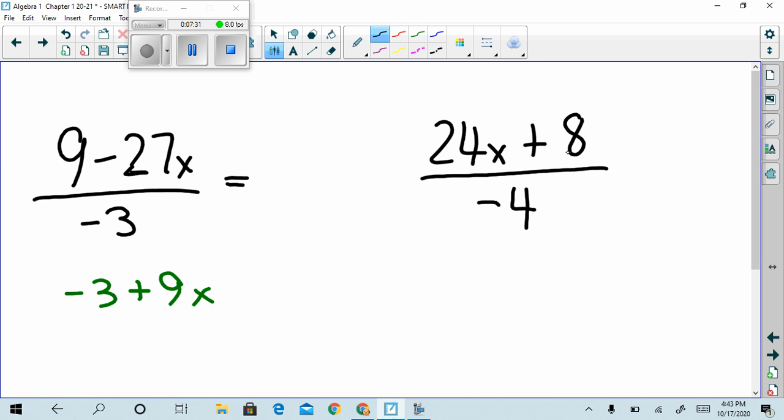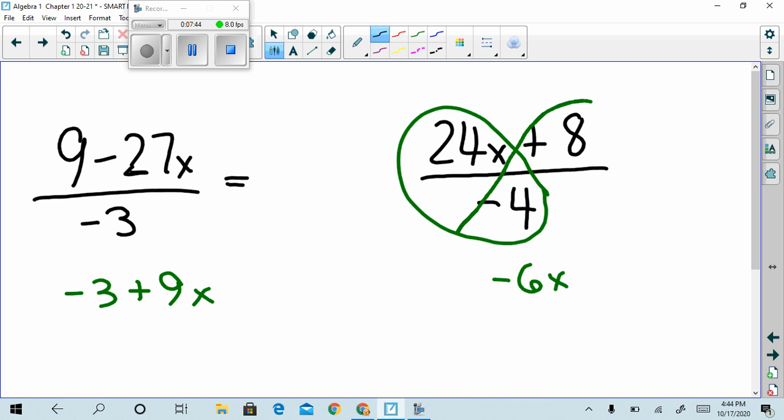24x plus 8 divided by negative 4. Take it as two separate parts. 24x divided by negative 4 is negative 6x. And then let's take that 8 and divide by negative 4, which gives us a negative 2. When the signs are different, you get negative quotients.